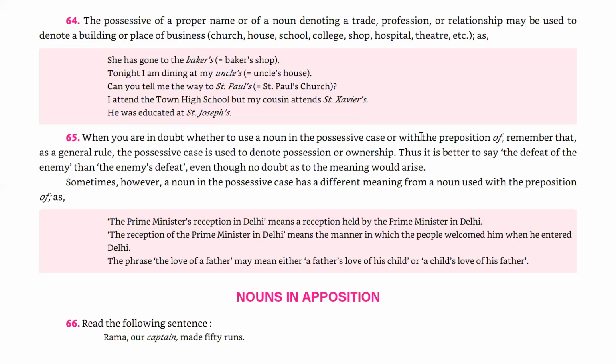Well, the Prime Minister's reception in Delhi means the reception held by the Prime Minister in Delhi. So the reception of the Prime Minister of Delhi means a manner. It is not that the Prime Minister owns the reception. The love of a father is a correct phrase rather than the father's love, because father's love would suggest the love the father owns or receives. So this is how you use the nouns in the different cases.